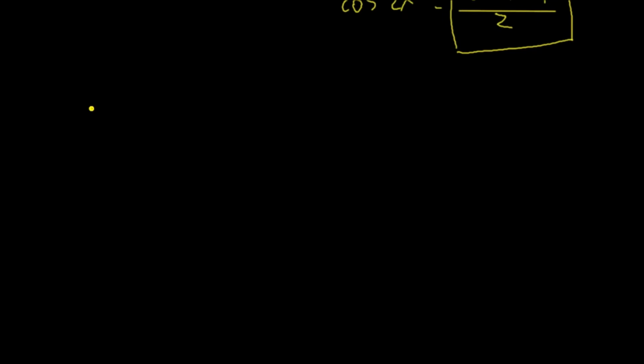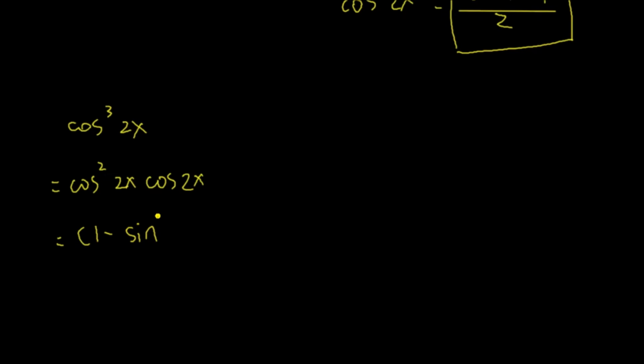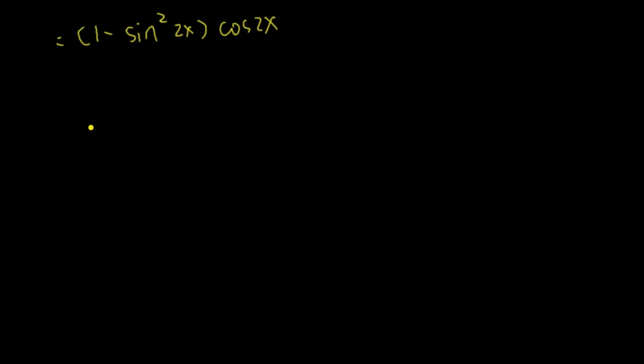Next, cosine cubed 2x. So how do we write this? Since the exponent here is odd, we can take out one of the cosines. So I can write it as cosine squared 2x times cosine 2x. Now, cosine squared 2x, I will rewrite as 1 minus sine squared 2x, times cosine 2x. Now I have a sine and a cosine here. I can use substitution to integrate this.